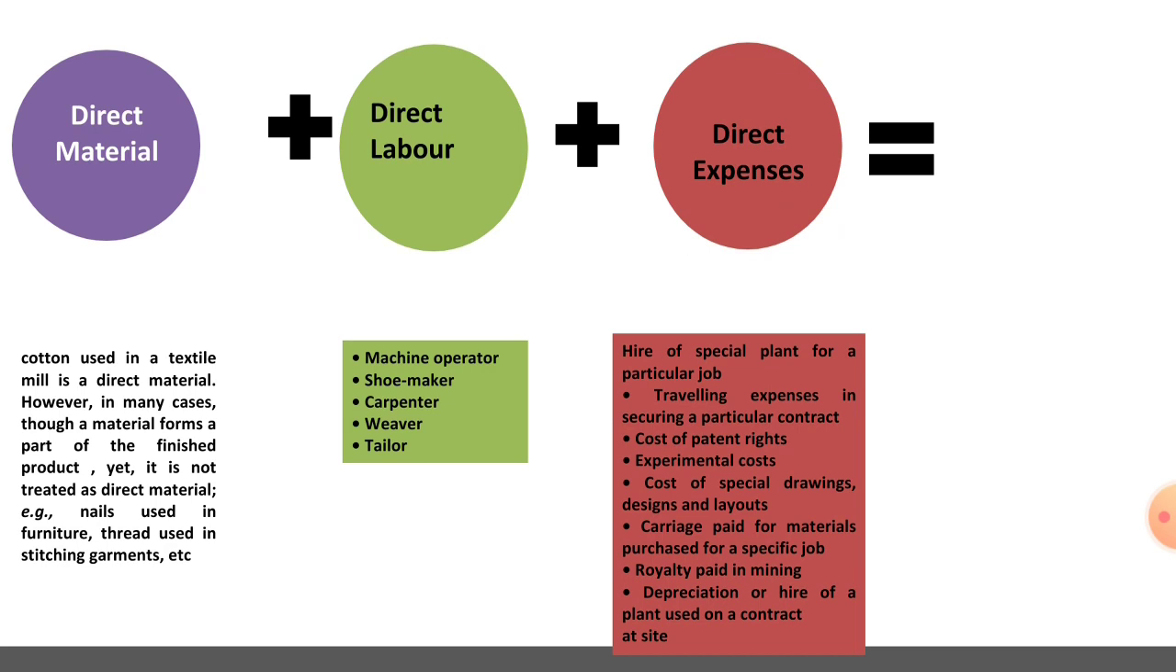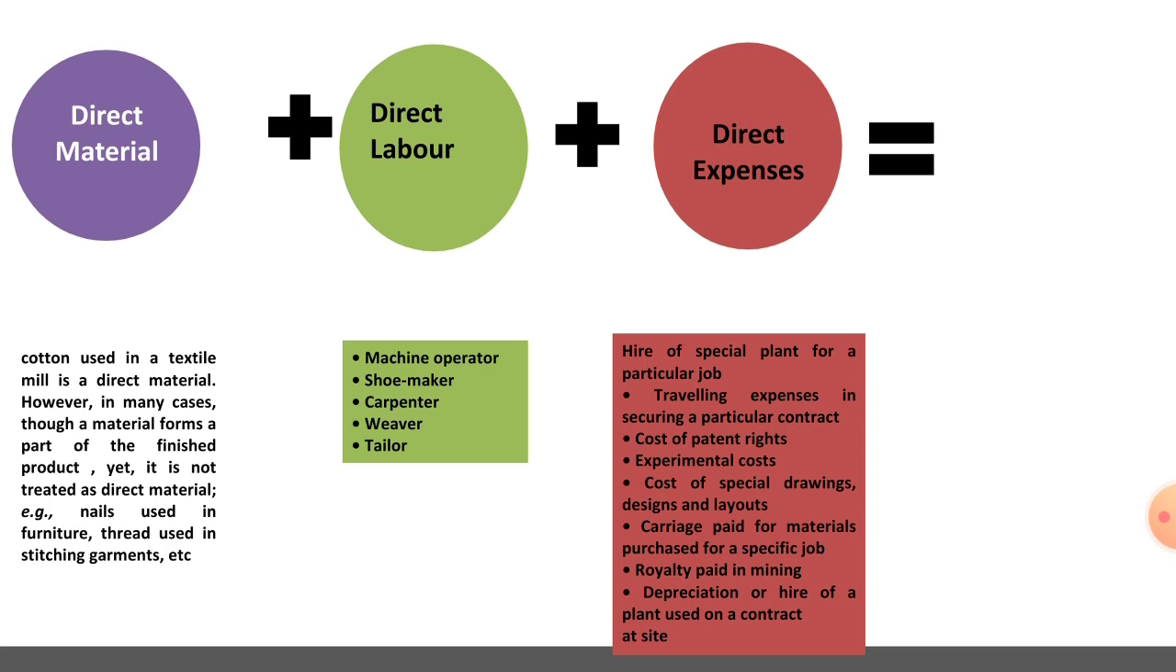And for that purpose, whatever the remuneration or the honorarium they are getting will be considered as the cost of direct labor. And the third element is direct expenses. Direct expenses are also called chargeable expenses. So while manufacturing, some expenses have to be incurred.